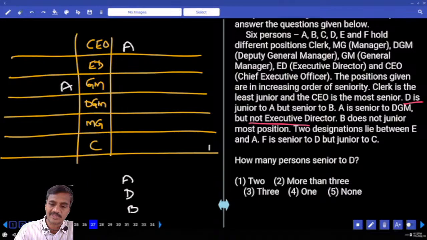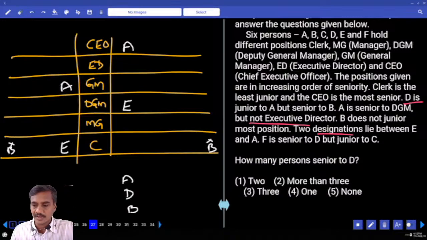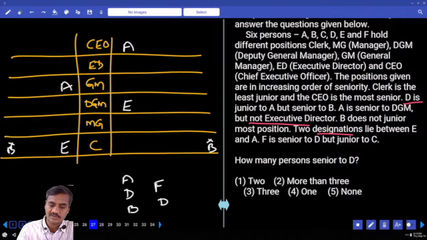Then next one, B is not the junior most. That means B cannot be the clerk at all. And next one, 2 designations are in between E and A. In between E and A, there must be exactly 2 designations. And next one, F is senior to D but junior to C. Clear? Now this is the information we have here. After this A, we need to have D and B. D and B can be like this, or D and B can be like this as well. Then A, D and B.